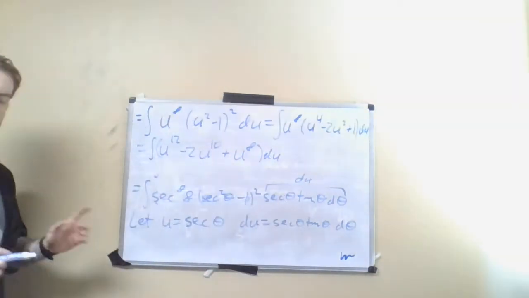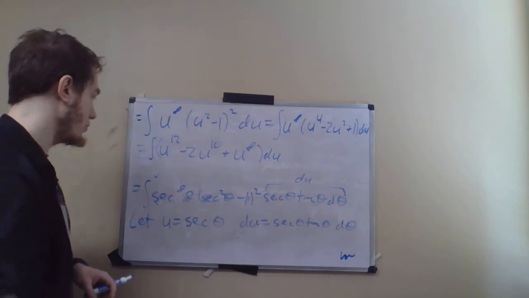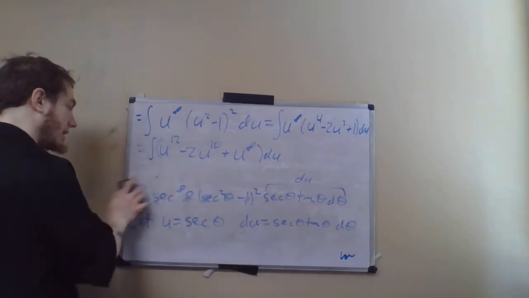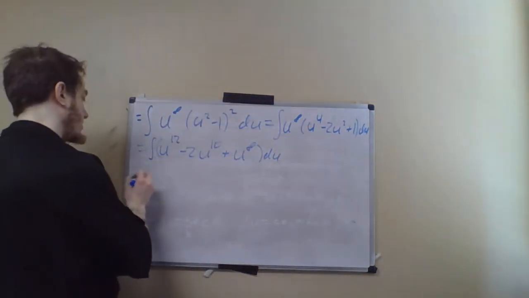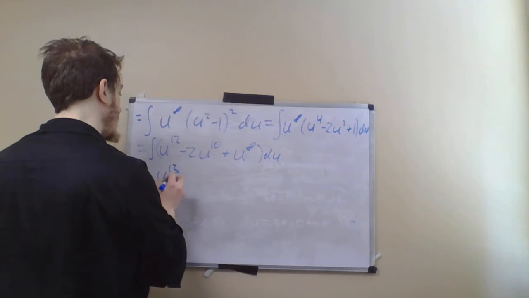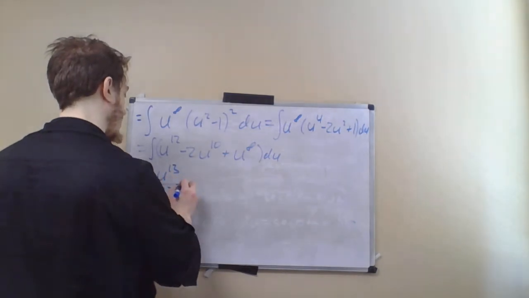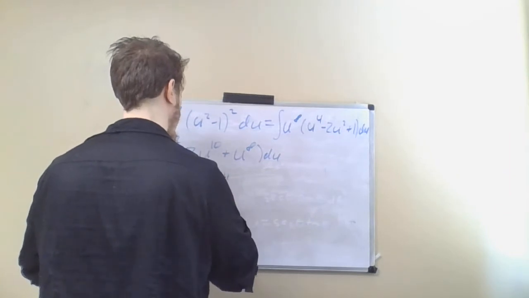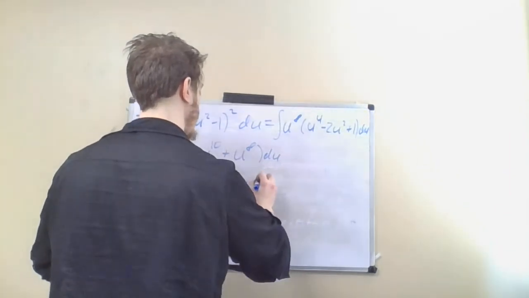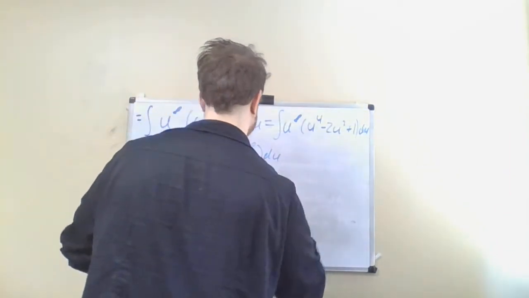And once again, running out of room here on my tiny little whiteboard. So give me some space. Keep everything here in your notes. This is then going to become u to the 13 over 13 minus 2u to the 11 over 11 plus u to the 9 over 9 plus k.